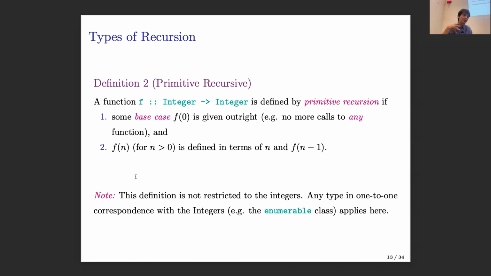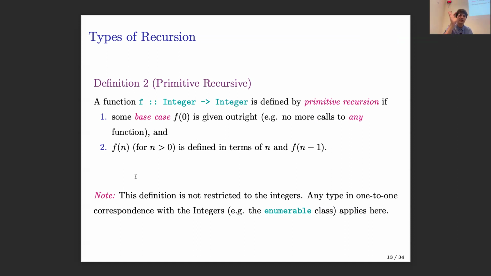Okay, so for our purposes, if you have any function that goes from A to B, or like, integer to integer, something countable to something. This is called primitive recursion when you have some base case defined outright, not even a constant, not even arithmetic is allowed at this point. It's just equal to something. And for f of n, for any n greater than 0, you can define f of n in terms of n and f of n minus 1.